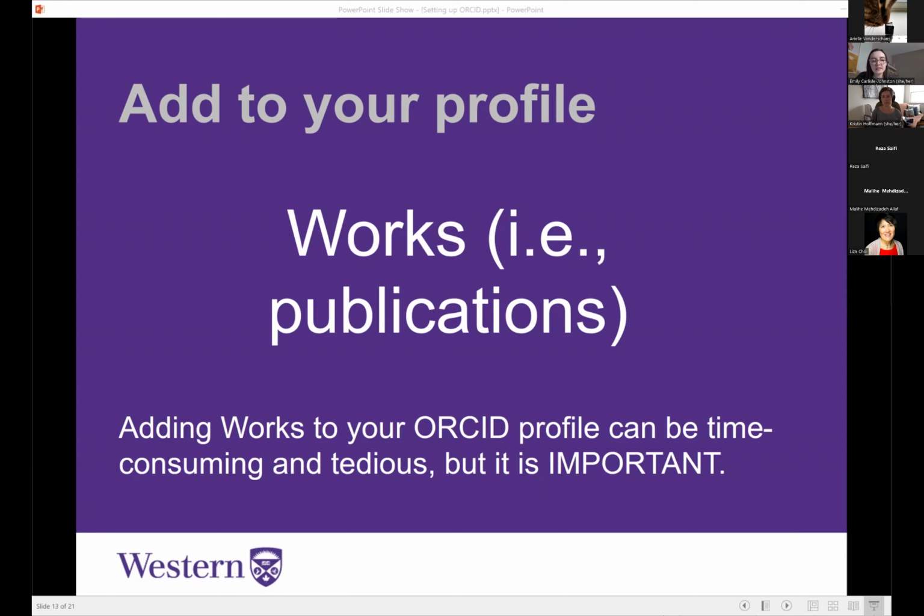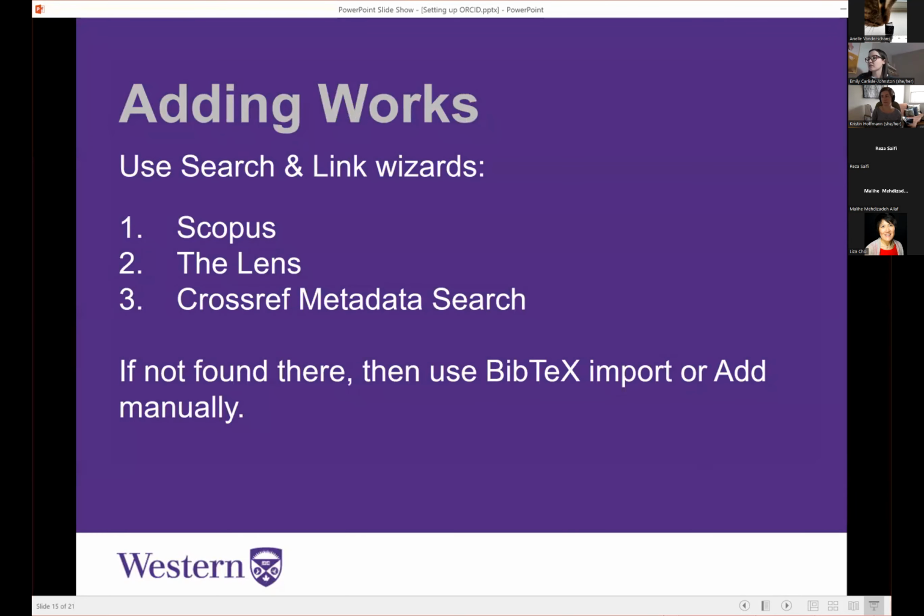So the easiest way to add publications is to use the wizards that are found under Add Works, Search and Link. This will help you to automatically populate the publications that you find through each wizard. And I'm going to play a video showcasing this search and link feature with the Crossref metadata search wizard to give you a sense of what that tends to entail.